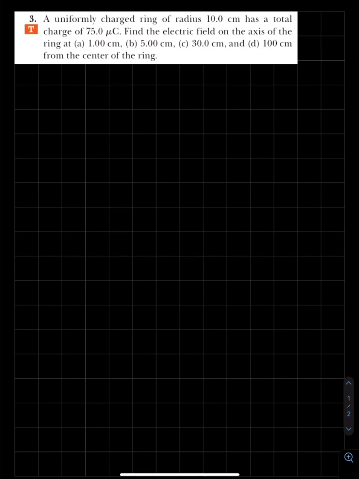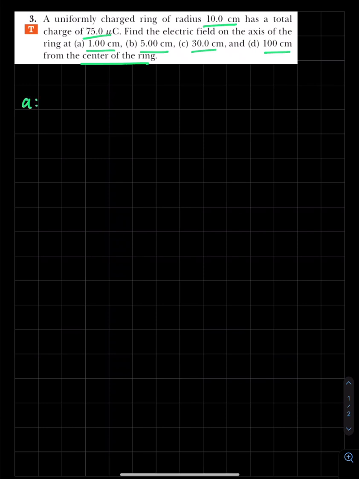A uniformly charged ring of radius 10 centimeters has a total charge of 75 microcoulombs. Find the electric field on the axis of the ring at 1 centimeter, 5 centimeters, 30 centimeters, and 100 centimeters from the center of the ring. Now, first of all, let us organize our information.